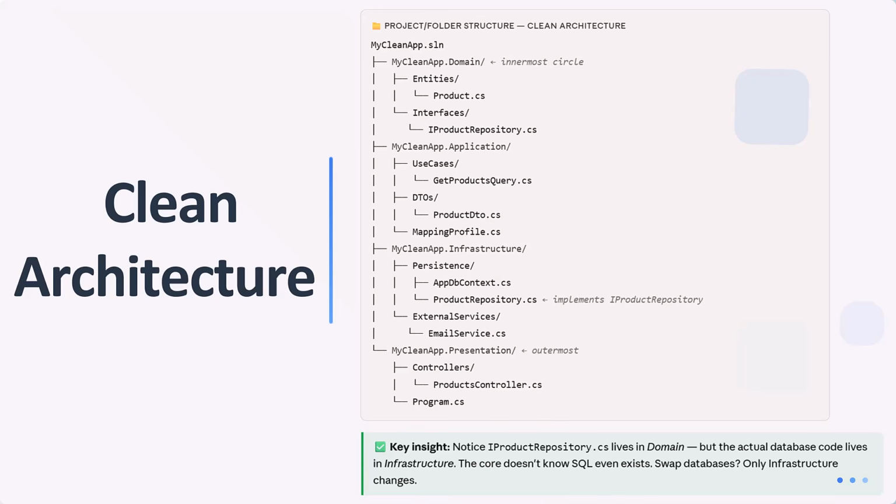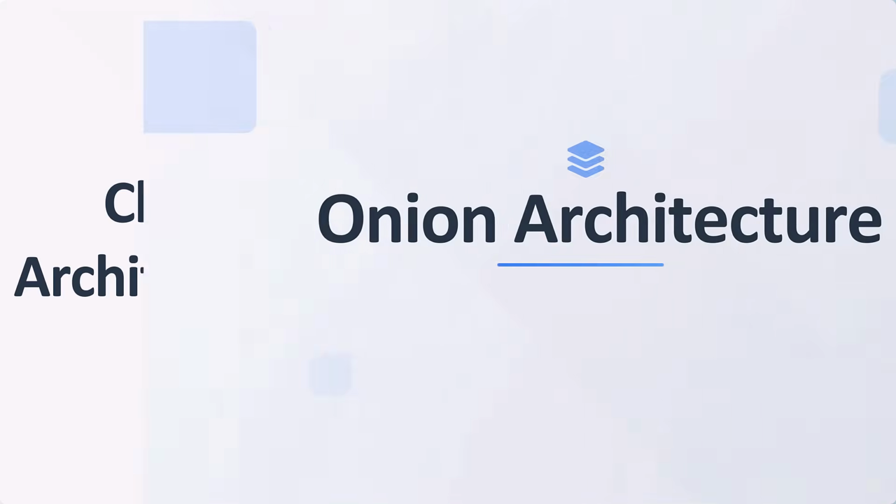Then in the domain, we have the entities, and the validation for entities will be inside the entities itself. So that gives you a brief understanding of clean architecture. Then next we have something called onion architecture.